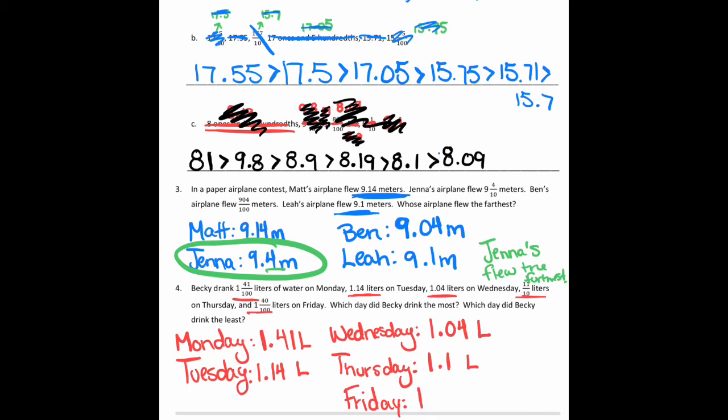So out of all those days, we want to figure out which day she drank the least. So she drank at least a liter on all those days. So now let's look at the next place over, which is the tenths place. And the one with the least amount of tenths is Wednesday because she has 0 tenths on Wednesday. So Wednesday would have been the day that she drank the least amount of water.